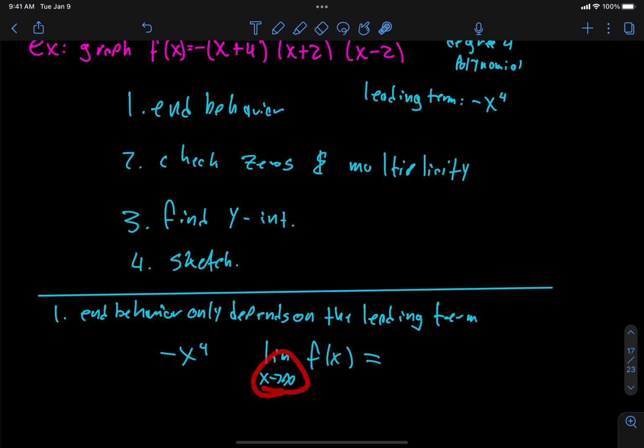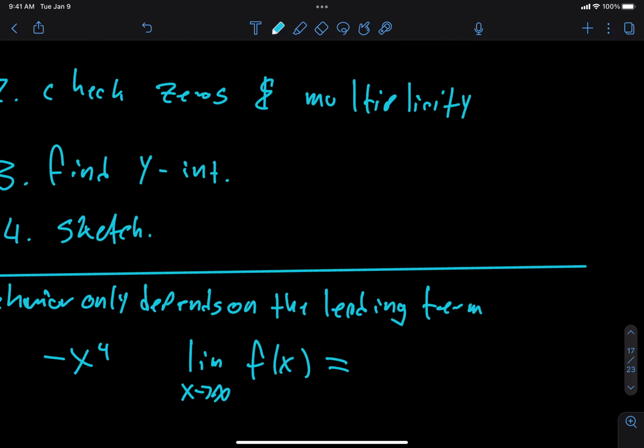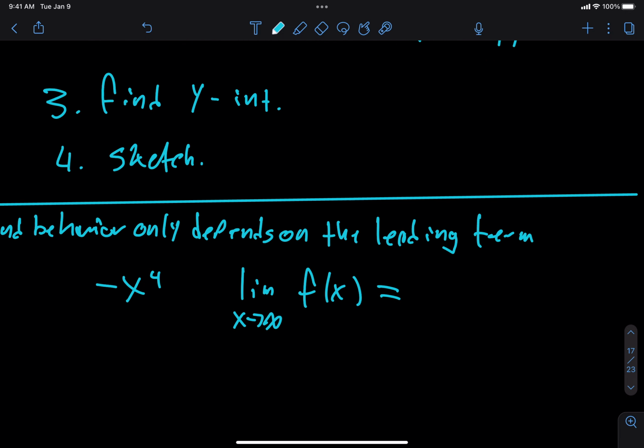Well, as x becomes really, really big, what is going to happen to x to the 4th? Well, negative x to the 4th is going to decrease, right? But just x to the 4th is also going to get really huge, right? Think about plugging in something like 1 billion. If I take 1 billion to the 4th power, it's gotten even bigger. Okay, it's even bigger except it's negative. So what is the limit as x goes to infinity of f of x? It's going to be negative infinity, right?